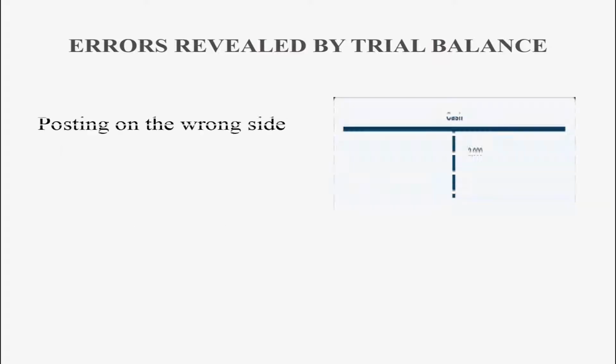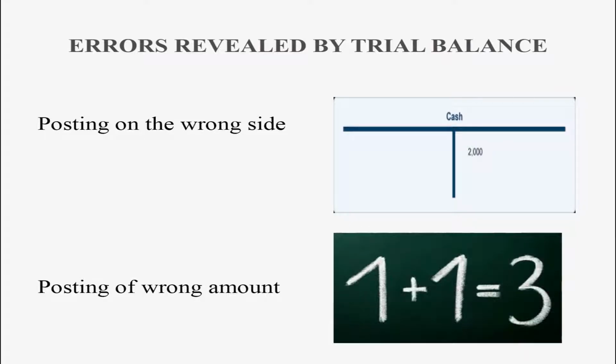Another one is posting on the wrong side. As we know, the trial balance has two sides, debit and credit. This type of error occurs when we want to post an entry on the debit side but post it on the credit side, or vice versa. And the last one is posting of a wrong amount. This type of error occurs when we post a wrong amount. For example, we wanted to post 252 but we posted 225.